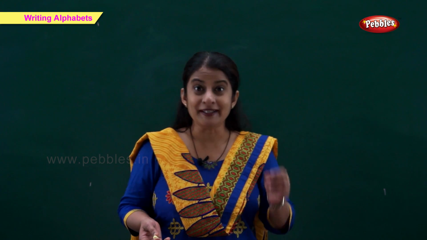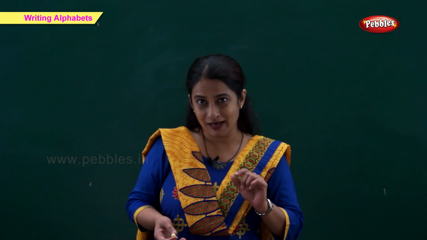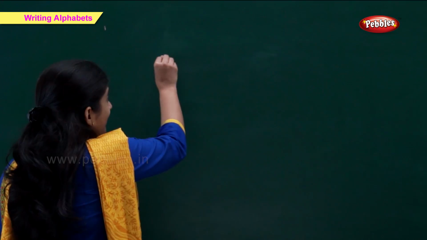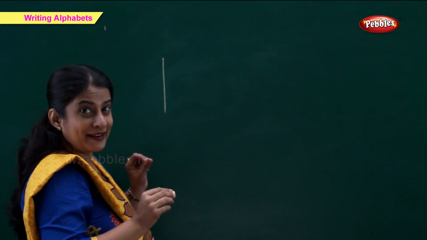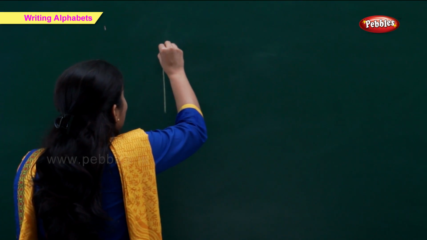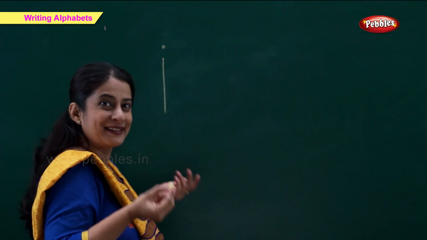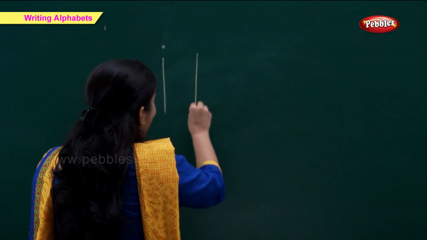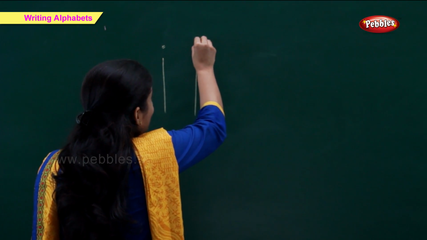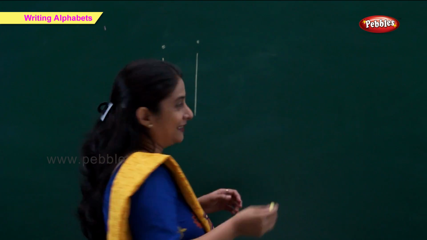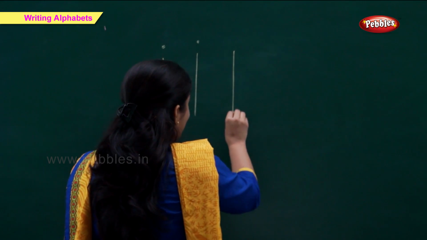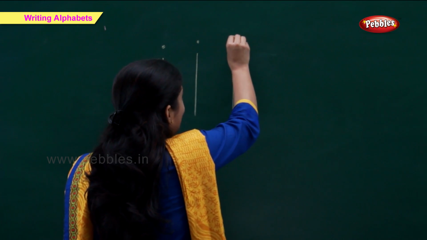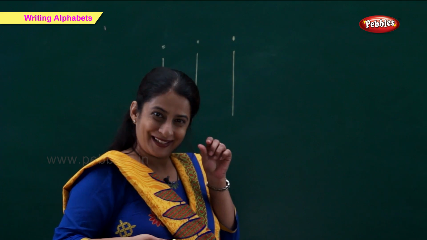Now we will write I. Small I. Just a standing line and a dot makes I. Again, a standing line and a dot makes small I.